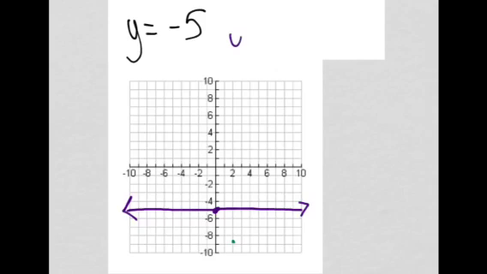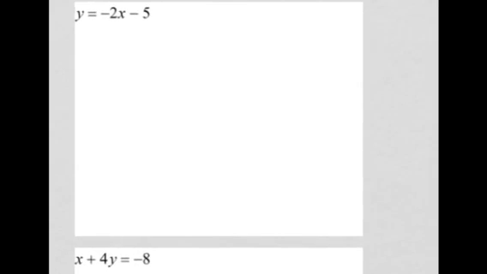Which means my y-intercept is going to be 0, negative 5. But you'll notice my line will never cross the x-axis. Therefore, there is no x-intercept. Awesome, right? Because that makes this one done. Moving on. Alrighty.